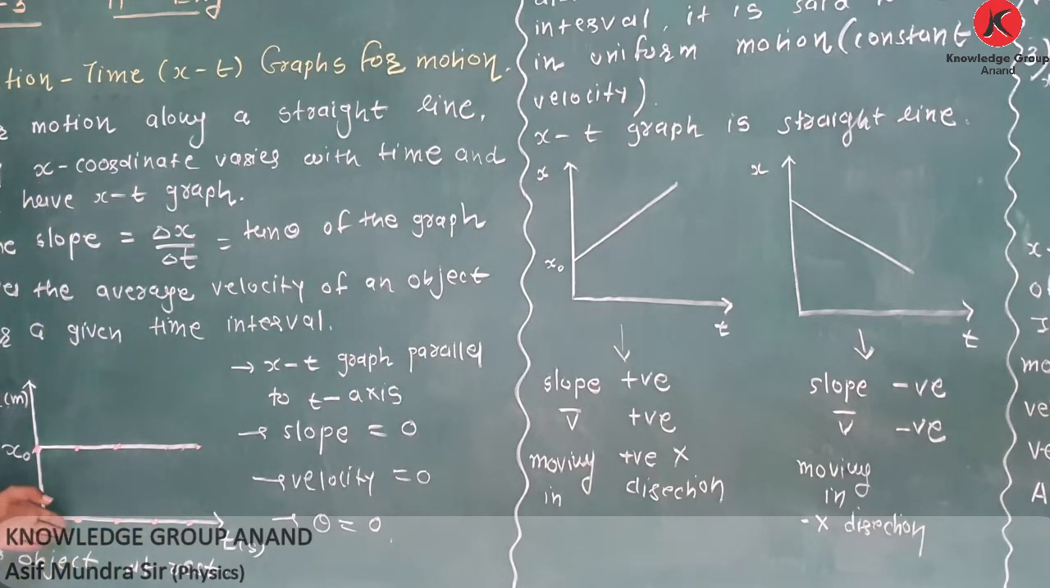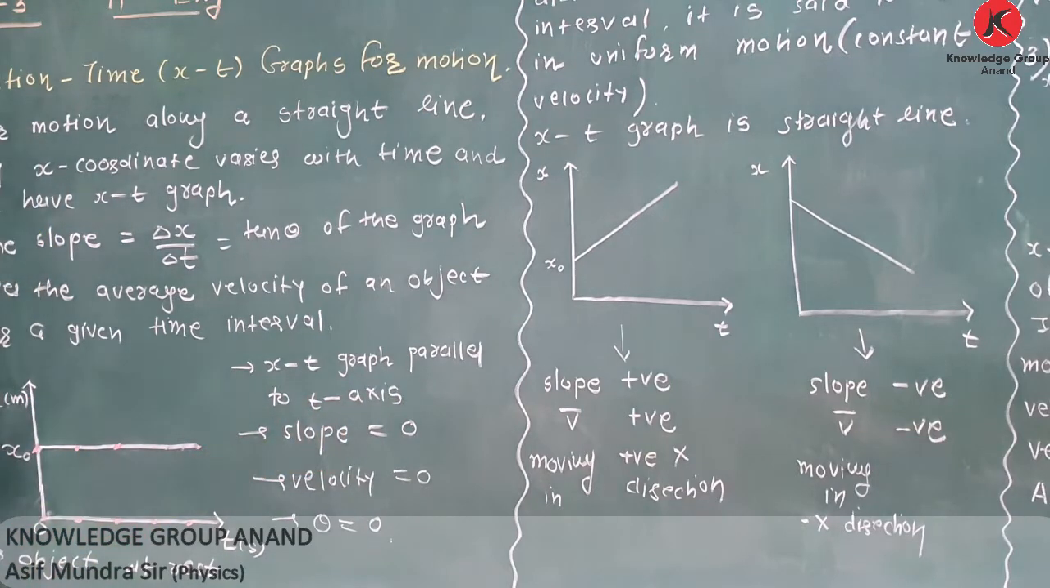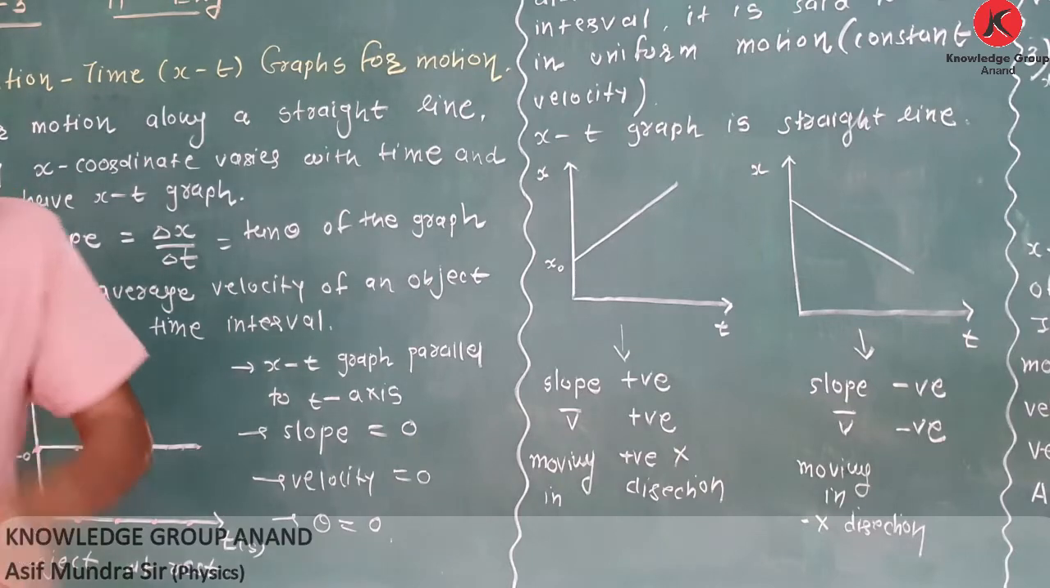So if time changes but position remains the same, from this graph we can say its position remains the same, then the object is said to be in rest condition. And for this graph, the x-t graph is parallel to the time axis. It is the time axis and this x-t graph is parallel to the time axis. So what is its slope? 0. How 0? What is the meaning of slope?